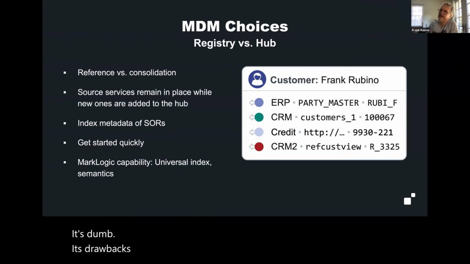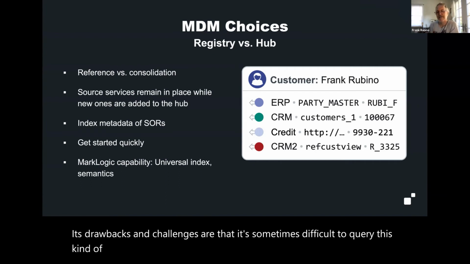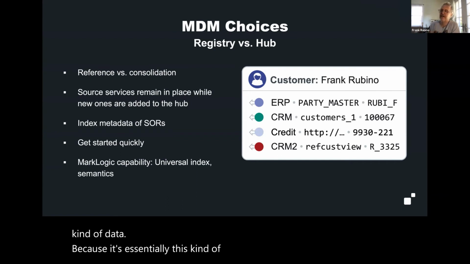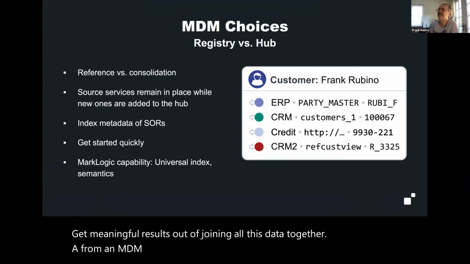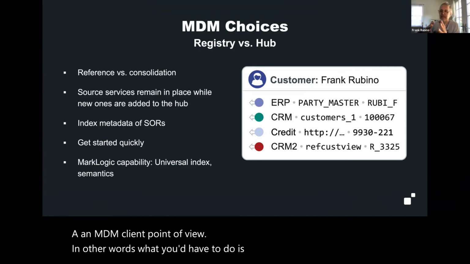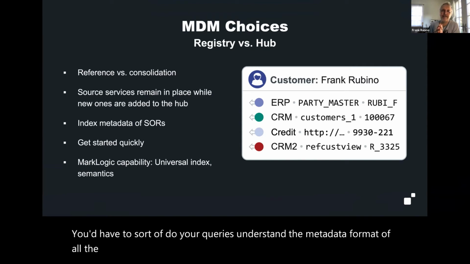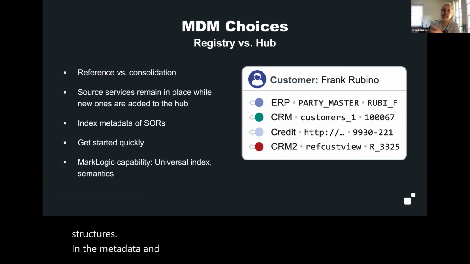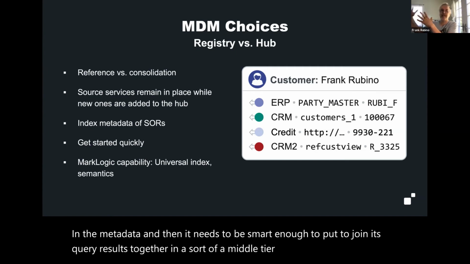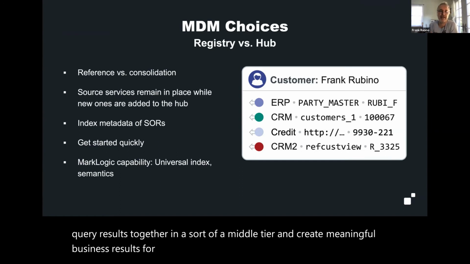Its drawbacks and challenges are that it's sometimes difficult to query this kind of data because it's essentially contextless metadata. It's very hard to get meaningful results out of joining all this data together from an MDM client point of view. In other words, you'd have to do your queries, understand the metadata format, and your client system needs to know all of the data structures in the metadata. Then it needs to be smart enough to join its query results together in a middle tier and create meaningful business results for the application or the service that is querying it.